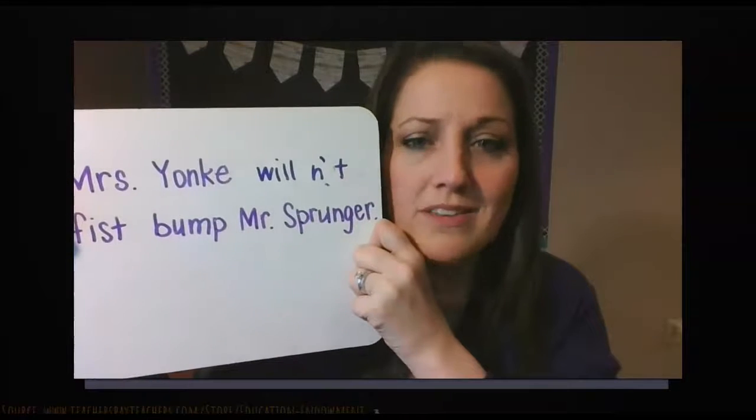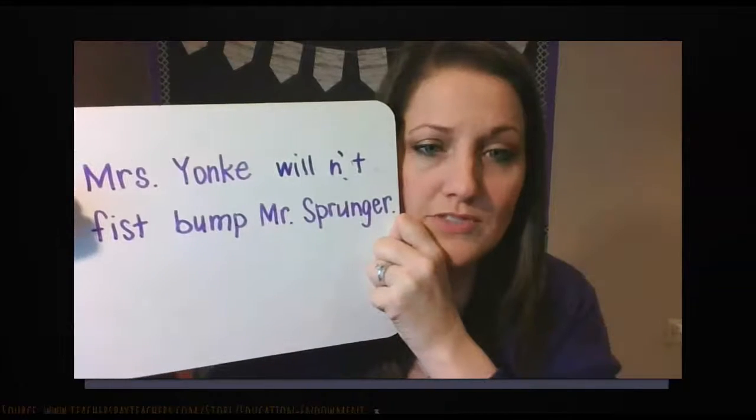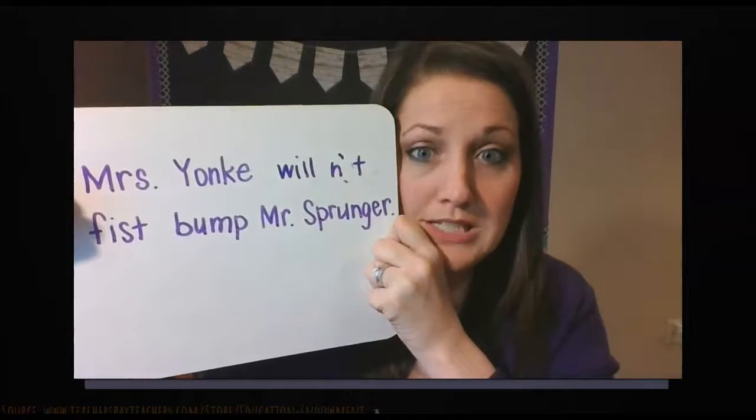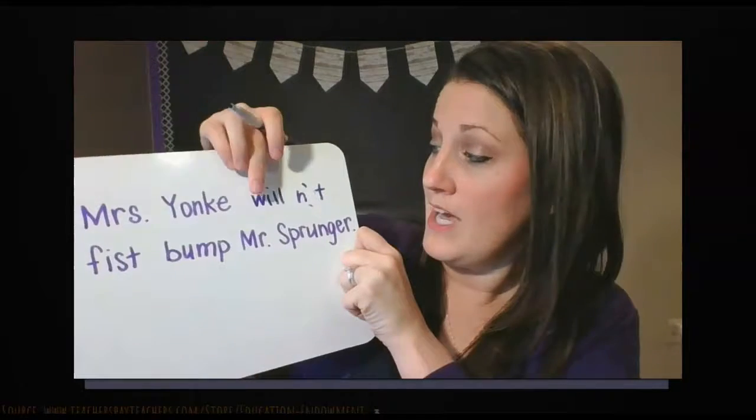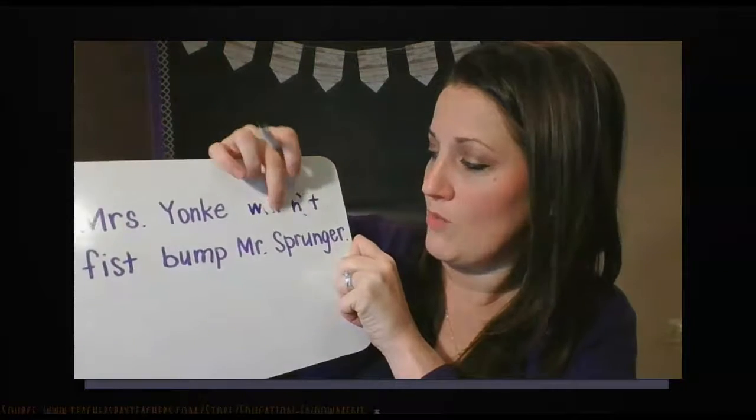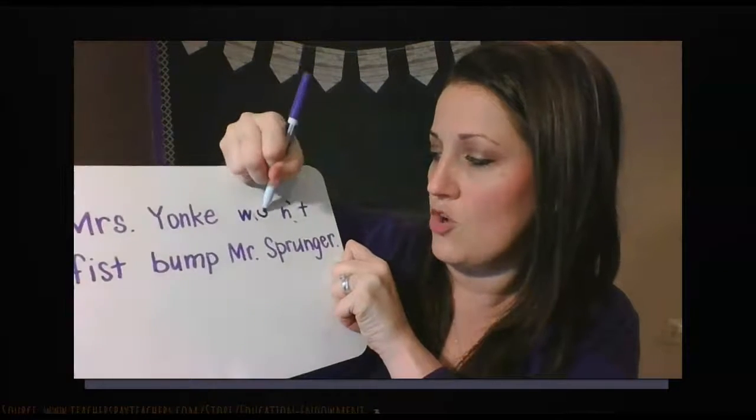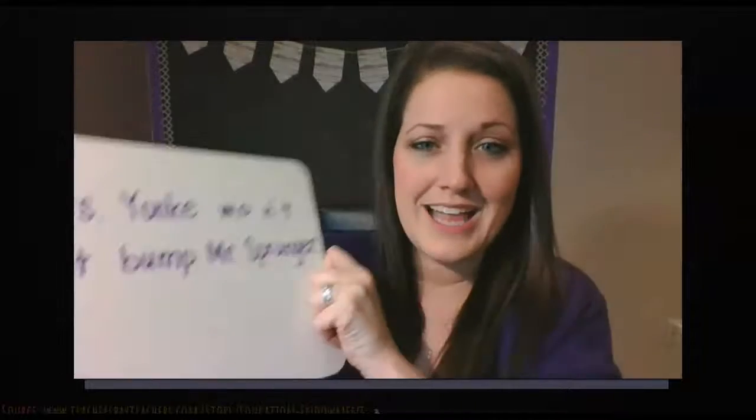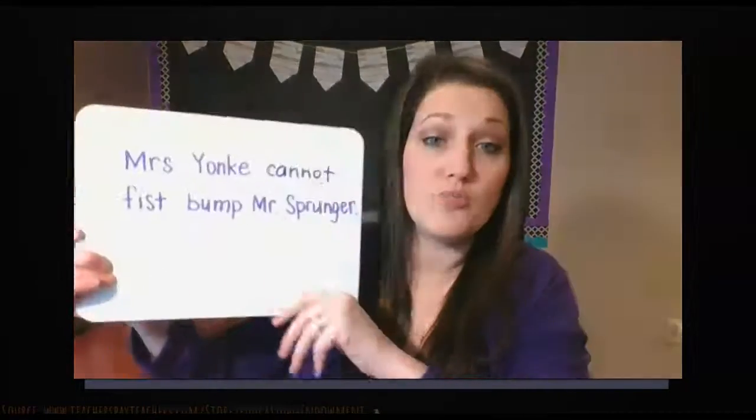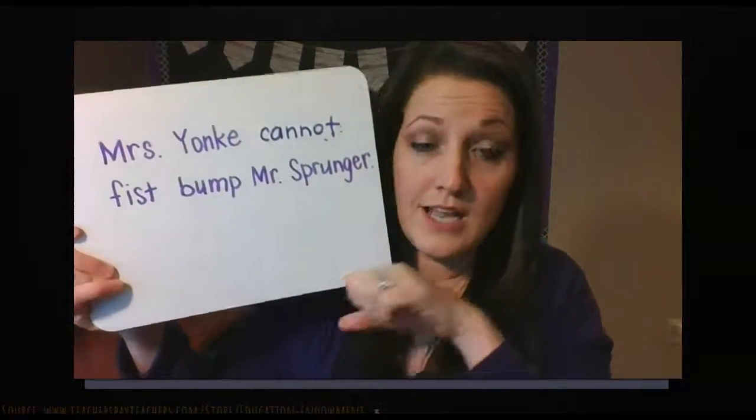But we don't say willn't. Mrs. Yankee willn't fist bump Mr. Sprunger. For some reason, this particular example has another change in it where they get rid of those letters and replace it with an O. But usually, it's not like that. Let's change my sentence to Mrs. Yankee cannot fist bump Mr. Sprunger. I cannot. It's not physically possible.